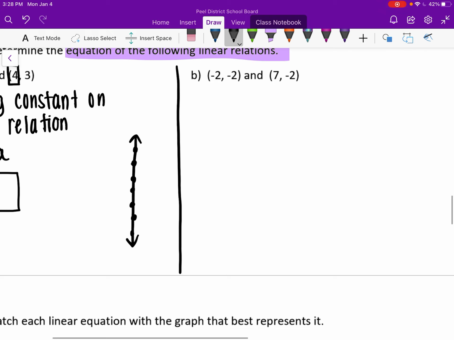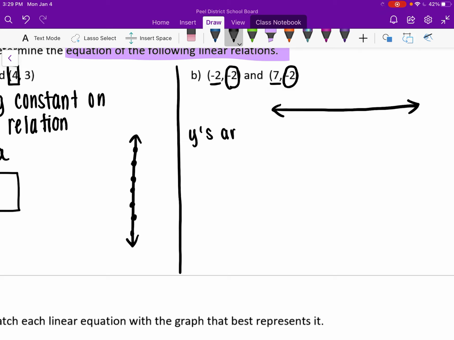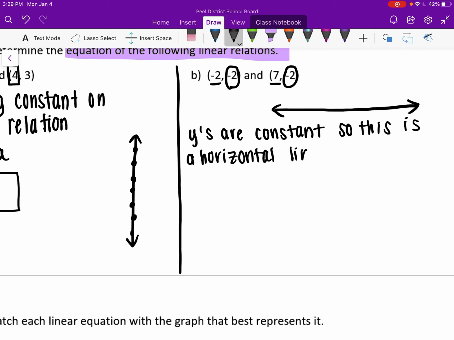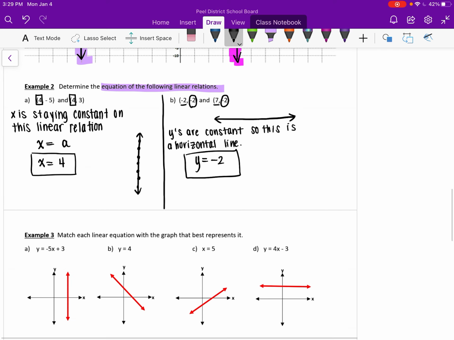Same idea over here. My x's are changing now, but my y's are staying the same, which means that this is a horizontal line, because y stays consistent in a horizontal line. So y's are constant. In a horizontal line, the y will always equal whatever it is here. So it's always going to equal negative 2. It won't change. Okay?